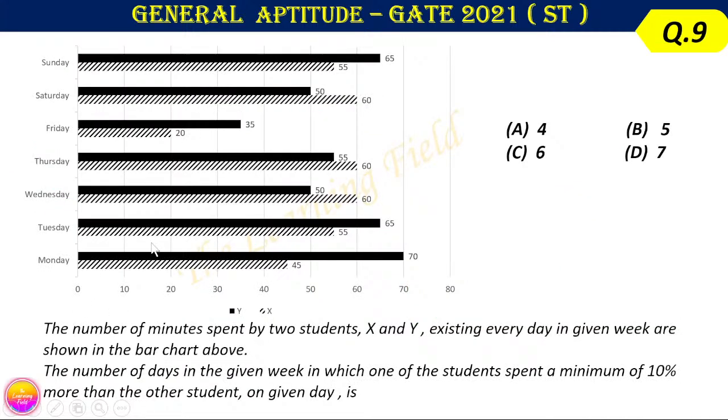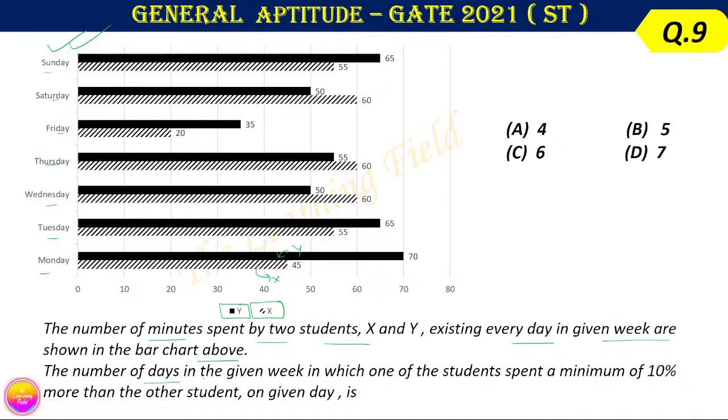Now going to the next question, question number 9. It says that here it is given a bar graph. The question says, the number of minutes spent by two students X and Y. The solid black color is X, and this one is Y. The students X and Y spend time every day in a given week. These are the 7 days from Monday, Tuesday, Wednesday, Thursday, Friday, Saturday and Sunday. The week is shown in the bar chart above. This is a question from data interpretation.